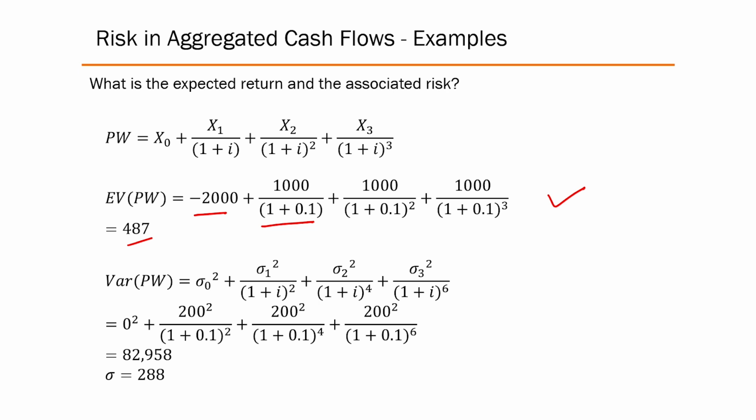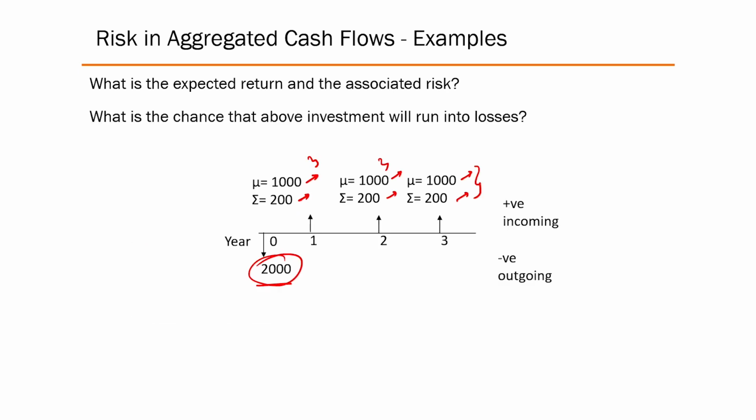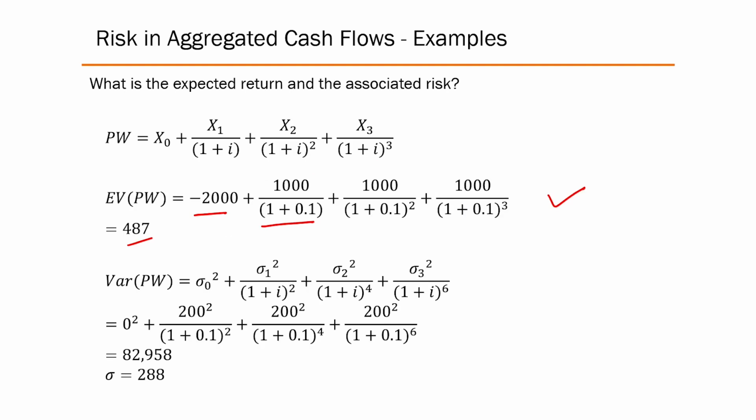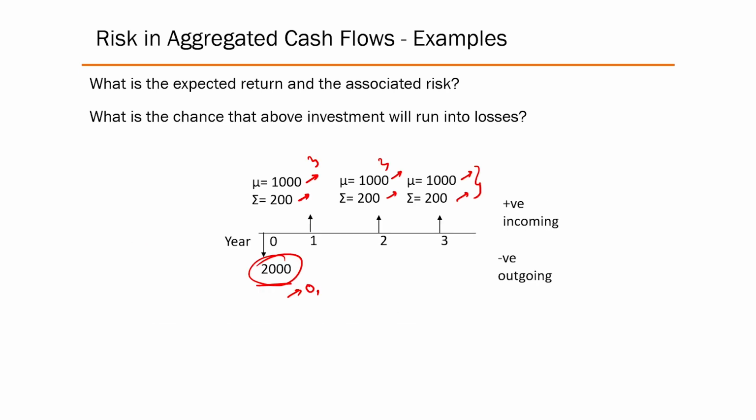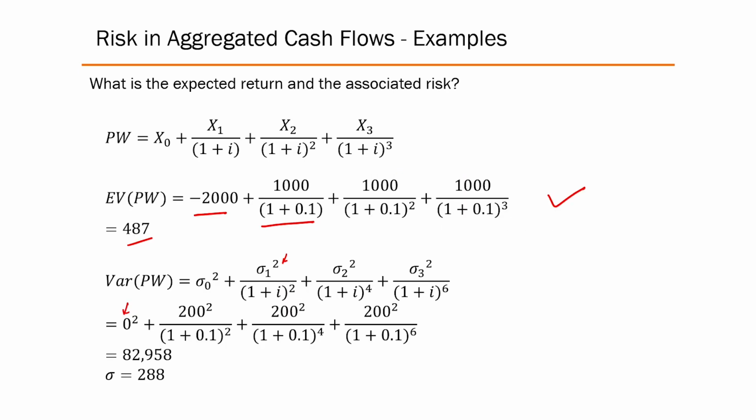Variance, sigma naught square: there is no variance because this particular cash flow is not a random variable, so its variation is 0, its expected value is 2000, that remains the same. So this becomes 0. Sigma 1 is already given to you, is 200, so 200 square upon 1 plus 1.1 to the whole square, and so on and so forth, right? This term is also making sense. So this is the variance of present worth. So the sigma of present worth is this particular value. Now you know E, now you know sigma, you can use the curve.